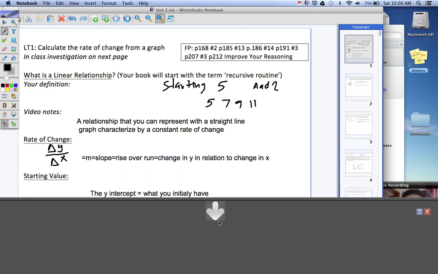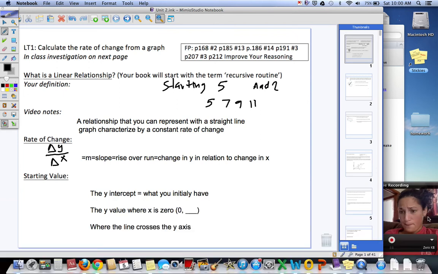And then our last thing is our starting value. Our starting value is our y-intercept. It's what we initially have. It's the y value where our x is 0, so it would be this coordinate point of 0 comma something, and that something would be the value that we're talking about. That's our y value. So this would be our coordinate point for our y-intercept. On a graph, it's where the line crosses the y-axis, so it would be right here.